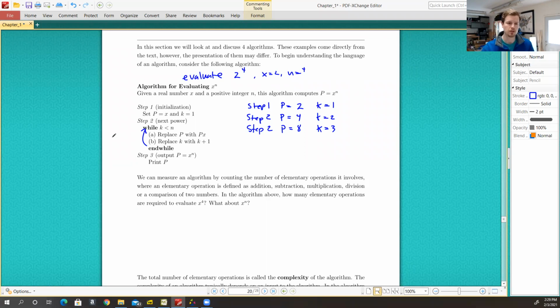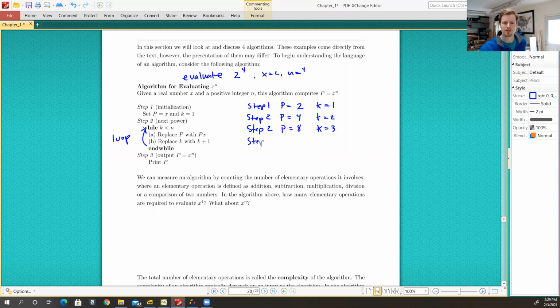So this is called a loop. Every time we get to the bottom, we loop back to the top and we say, all right, is this condition satisfied? So while k is less than n. Let's see, now k is equal to 3. K is still less than 4, right? 3 is less than 4, so we're going to repeat it again.